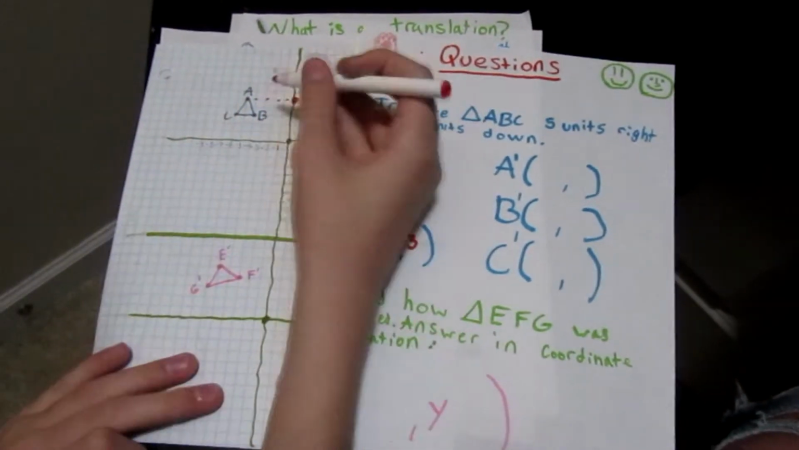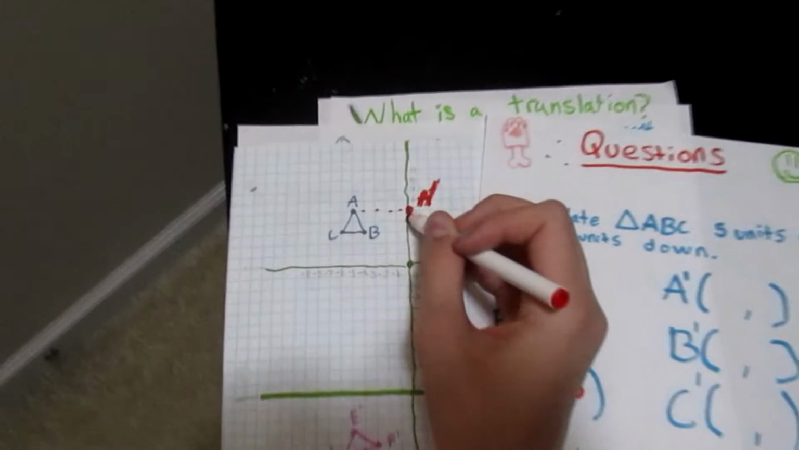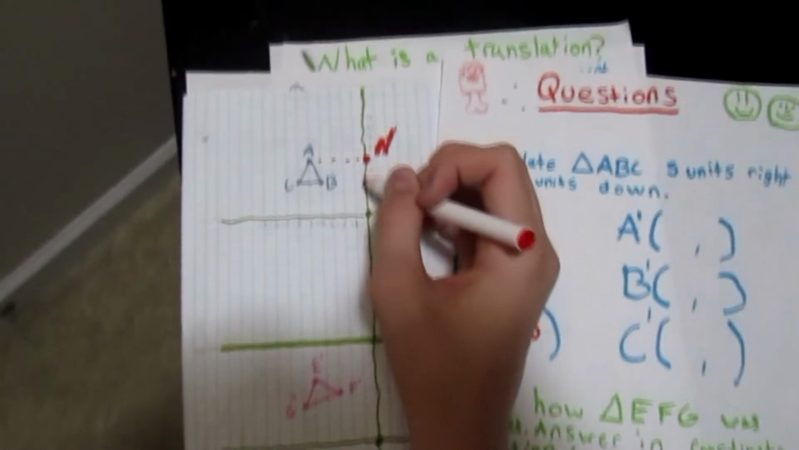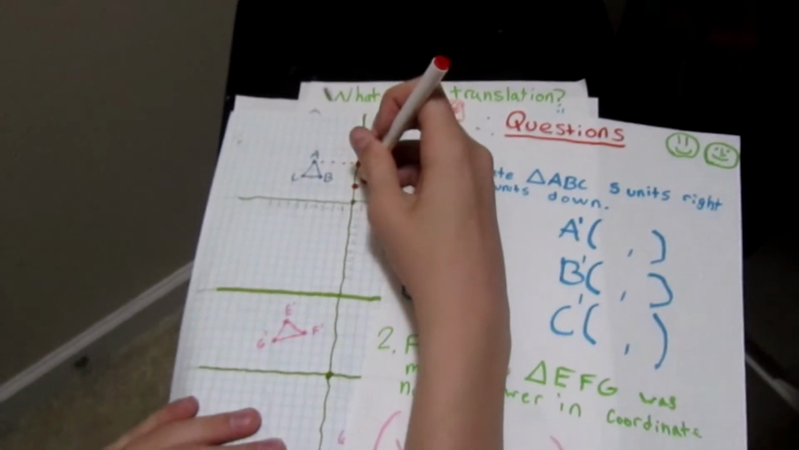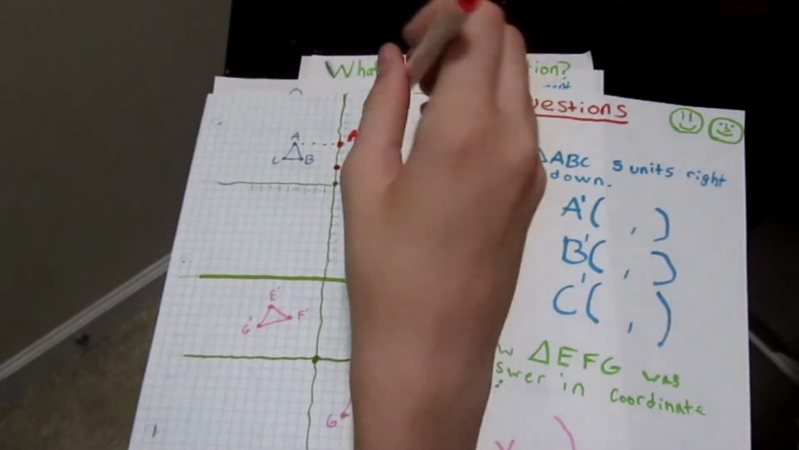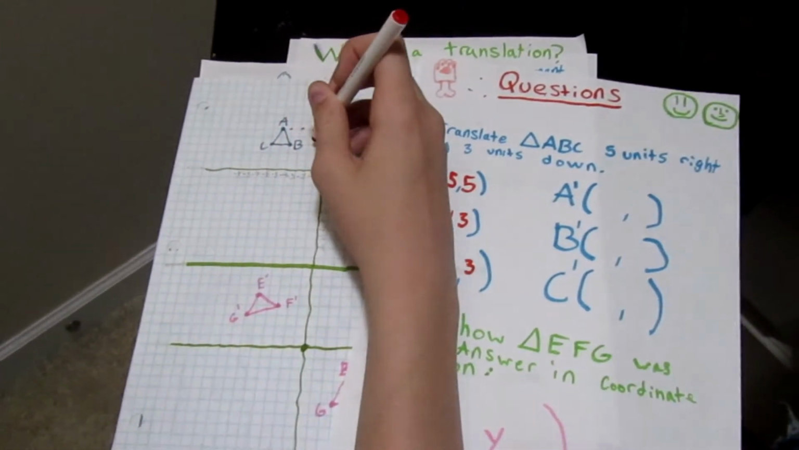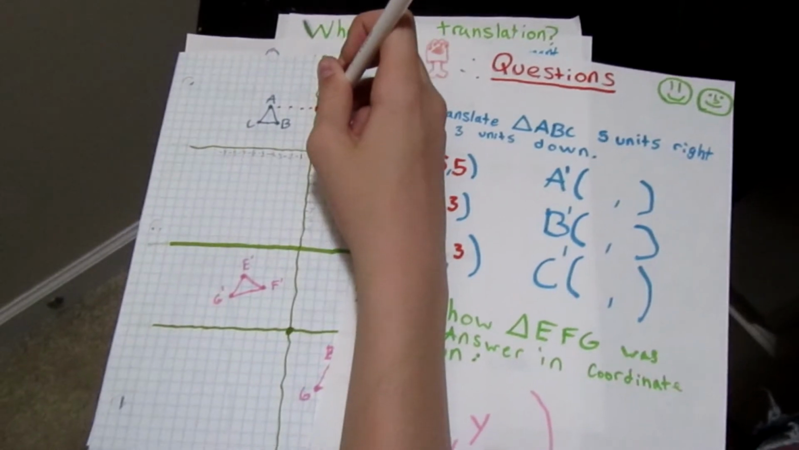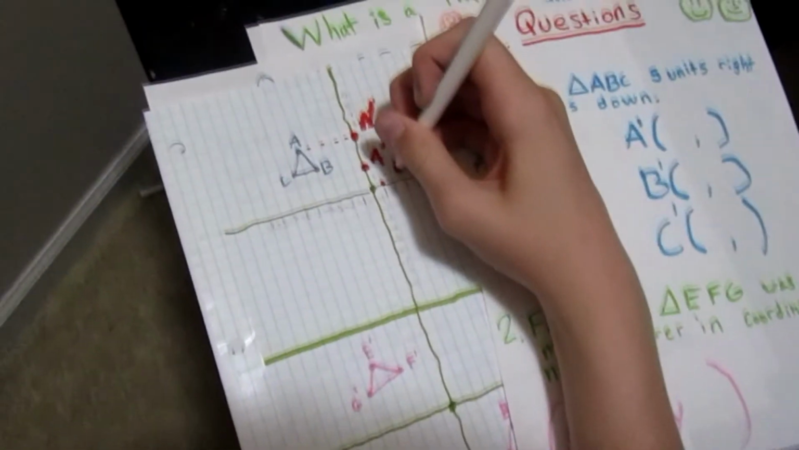So for point A, for instance, we'll go 1, 2, 3, 4, 5. Then 1, 2, 3. So this is point A prime. Do not forget to make it prime, or else you'll get it wrong. And then point B, we do the same thing. We go 1, 2, 3, 4, 5. Then 1, 2, 3. So this will be point B prime.